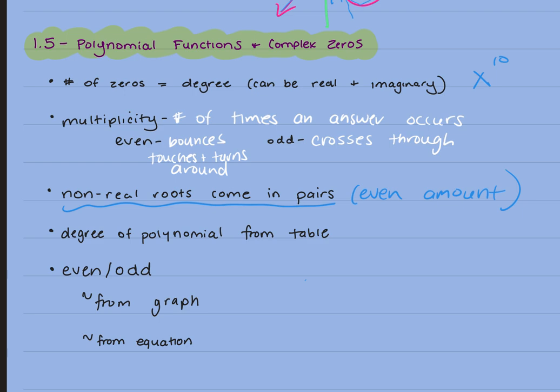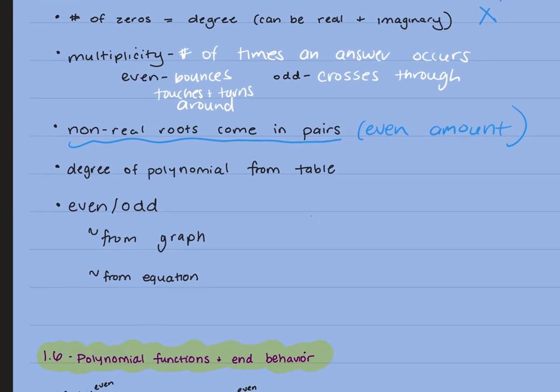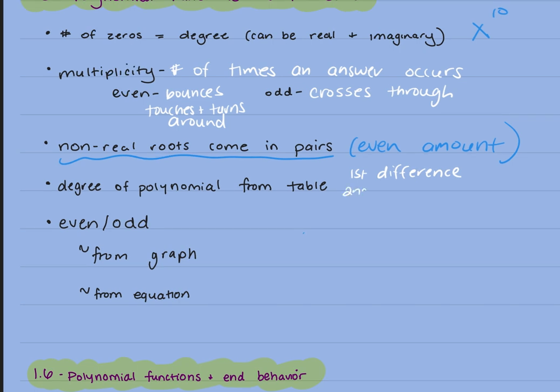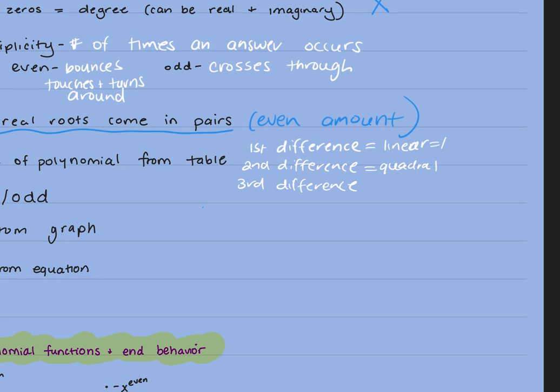Kimberly, you with us? All right, degree of the polynomial from a table. So this is your first difference, second difference, third difference, and so on. I think I didn't have it go higher than that, but this would be linear, so the degree would be 1. This would be quadratic, so the degree is 2. This would be cubic, so the degree is 3.